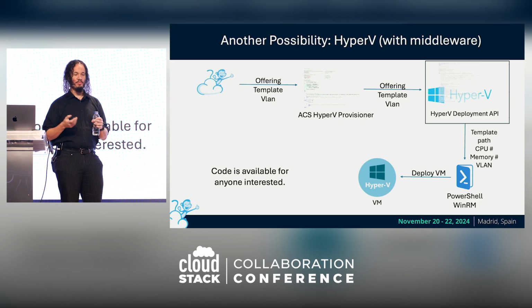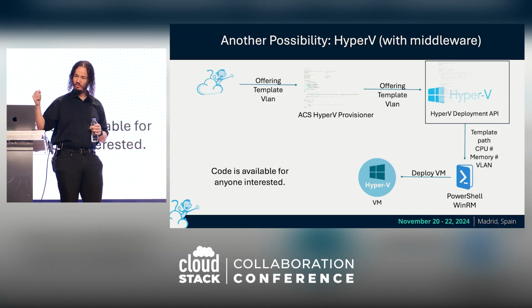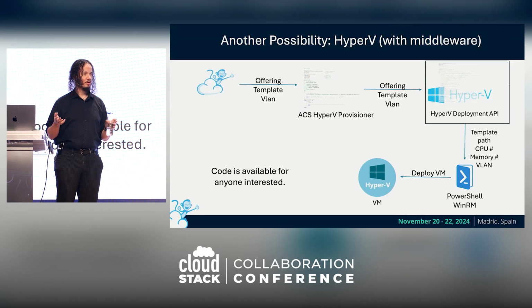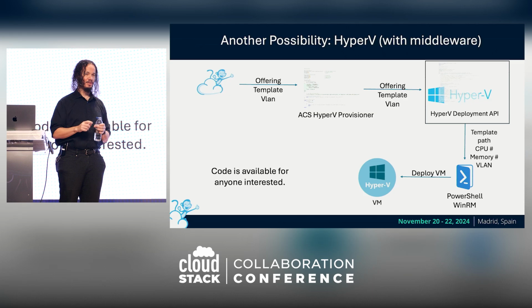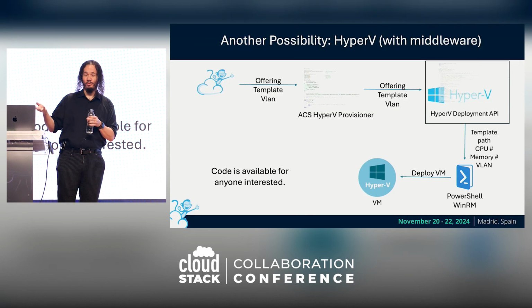Bash wouldn't be able to really talk in a nice way to PowerShell, so I wrote a Python API that's the intermediary API that then talks through WinRM to PowerShell, deploys a Hyper-V VM, which is then controlled in CloudStack. So we had no documentation for ever saying that CloudStack supports Hyper-V. Wasn't true, but now it is.